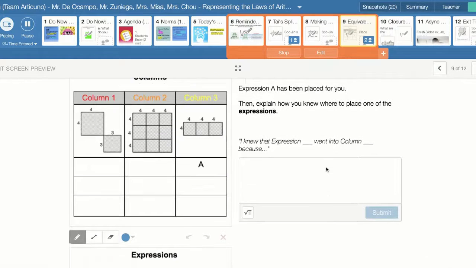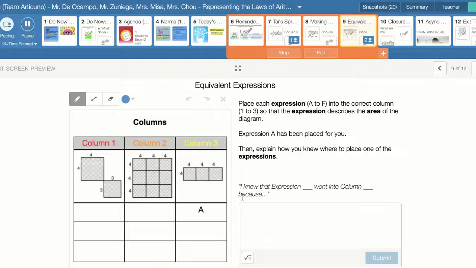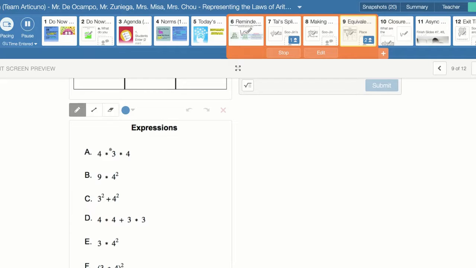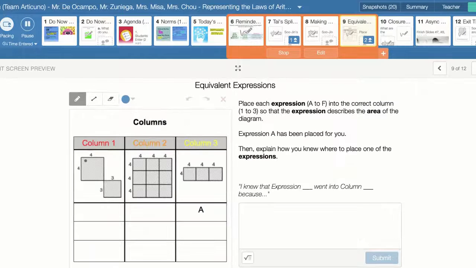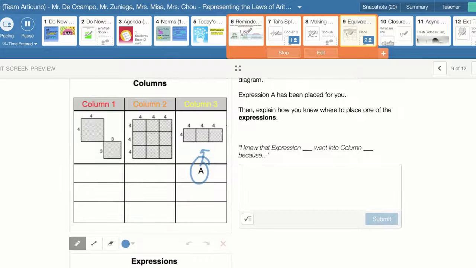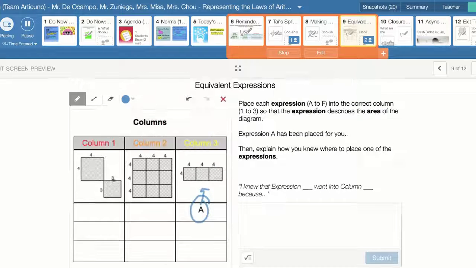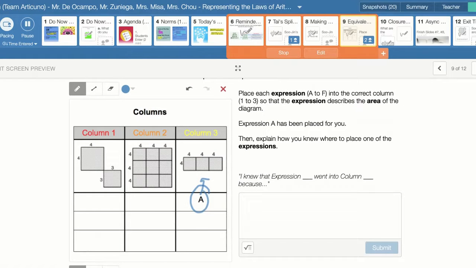Page 9 is a little sorting activity. You're taking these expressions like letter A and matching them with the drawings. I hope you all can see why letter A matches with this drawing. Your job is to try to figure out the rest on here. Good luck with that. If you're doing this assignment, you're just having to do pages 7, 8, and 9. All right. Good luck. Take care.